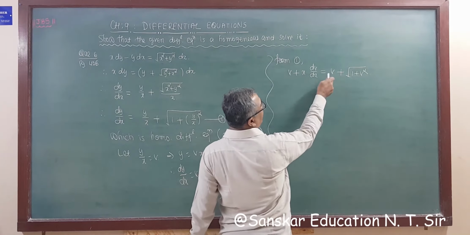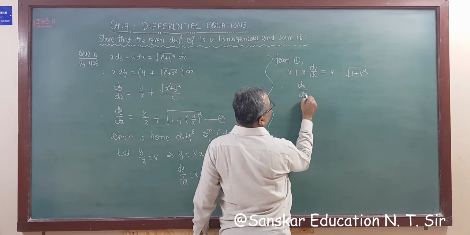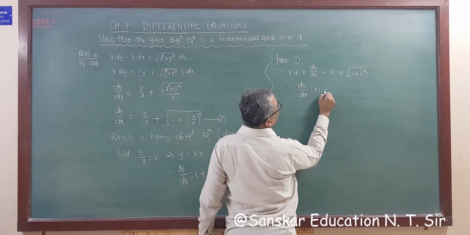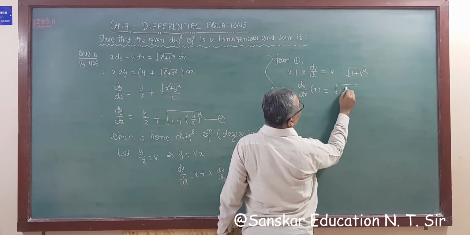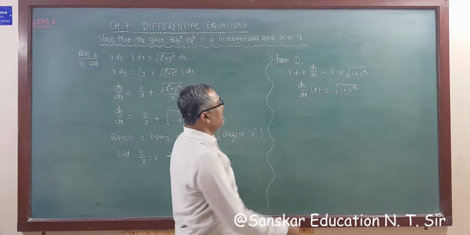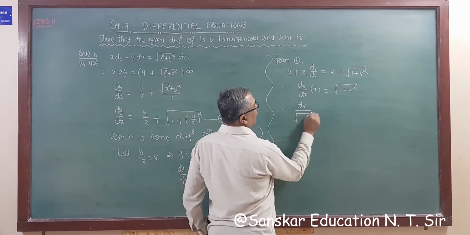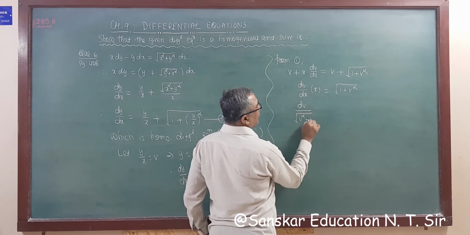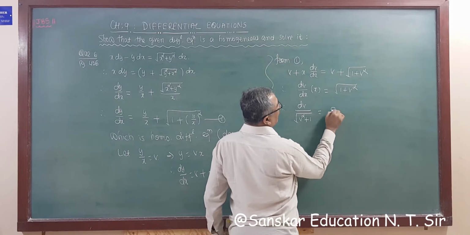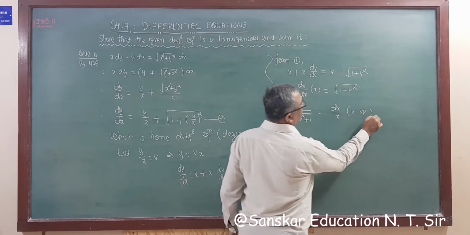Now this v cancels, so we get dv upon dx into x is equal to root. This is an extra step, unnecessary, I'm writing, right? There is no need to write this. So taking this, 1 upon root v square plus 1 dv is equal to dx upon x. So this is a variable separable form.